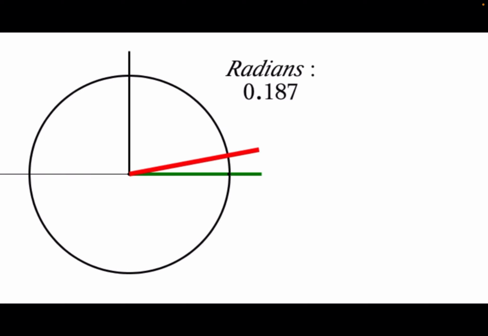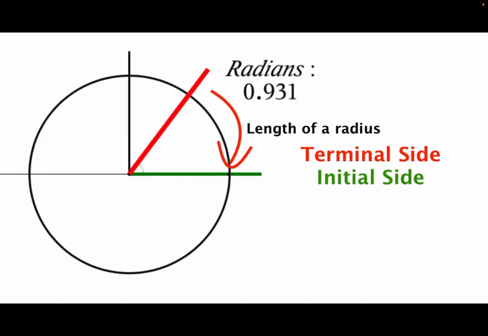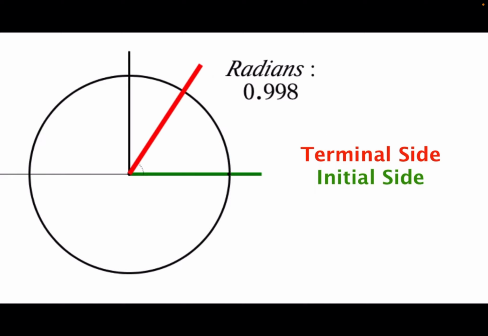What you're seeing here is a slightly different picture of the unit circle. The red side, which is moving around, is called the terminal side, and the green side is called the initial side. I put it in your heads that a radian is a length, and I'm going to adjust this so that the terminal side is 1 radian away from the initial side. So this is a length along the outer edge of the circle.